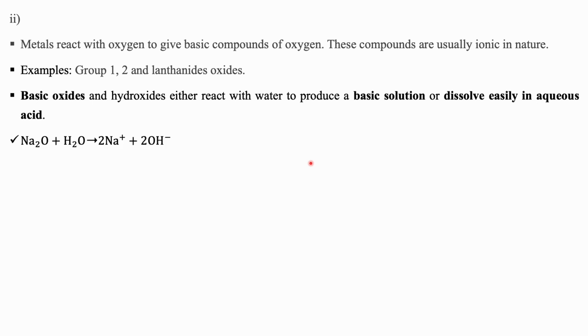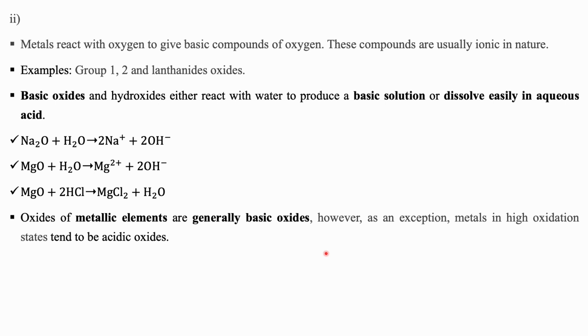Let's see an example. For example, when sodium oxide reacts with water, it produces a basic solution. Then magnesium oxide also, the group 1 and group 2, reacts with water to produce a basic solution. They can also react with acid to produce the salt. That means here they behave like a base. Then with the acid, there will be a neutralization reaction to produce salt and water.